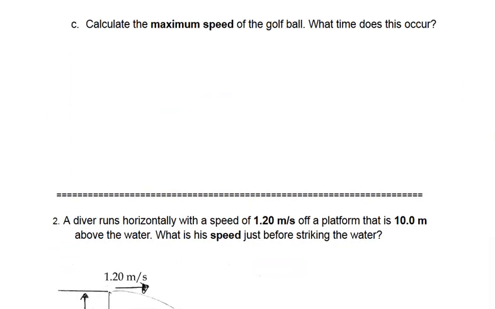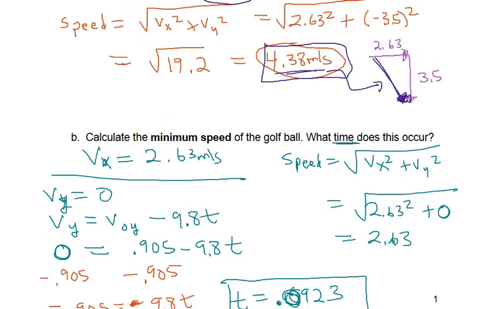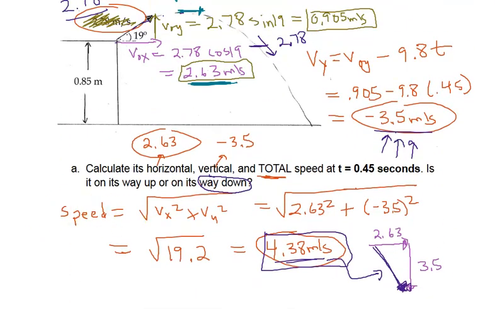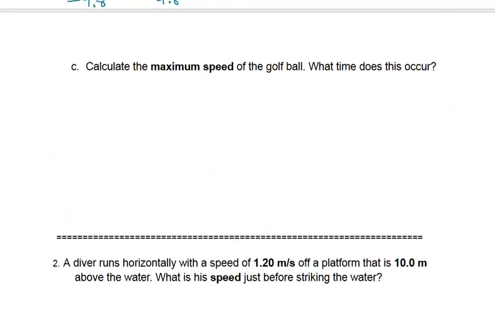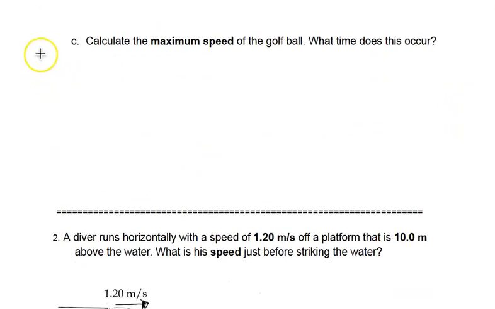Okay, calculate the maximum speed. What time does this occur? So for the maximum speed, we actually have to find the time first, because the minimum speed we knew what it was. The maximum speed is right here, right before it hits the ground. So we need to find that time so we can calculate the numbers. So that is what we want, the time when it hits the ground. And so that means that I have no more vertical. You want to set y final equal to 0.